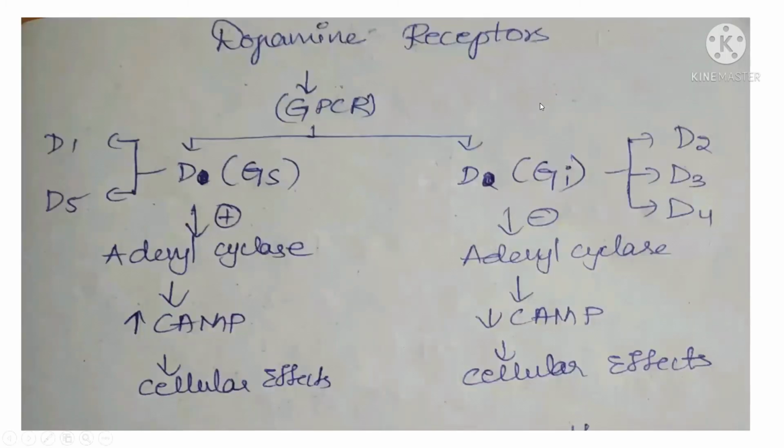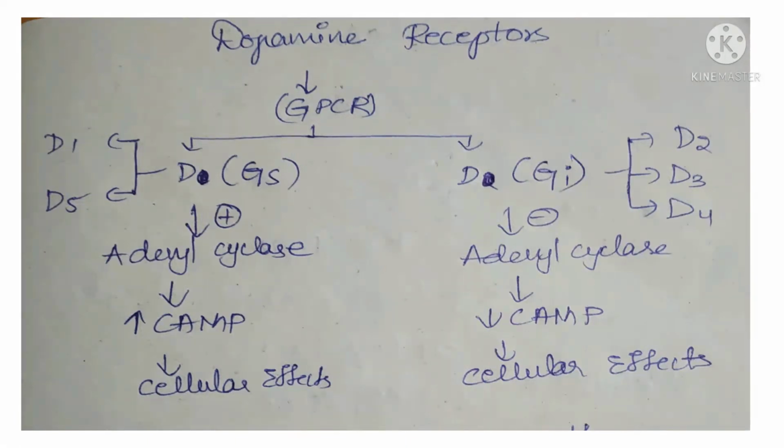Now we'll study the next neurotransmitter, dopamine, which is an excitatory neurotransmitter. Here are the dopamine receptors. There are five kinds of dopamine receptors, and they are G protein coupled. D1 and D5 are Gs coupled, which stimulate the adenyl cyclase, and then there is an increase in production of cyclic AMP, and the final response is stimulation. D2, D3, and D4 are Gi coupled, inhibitory. They inhibit the adenyl cyclase enzyme, and there is no production of cyclic AMP, and it results in cellular effects.